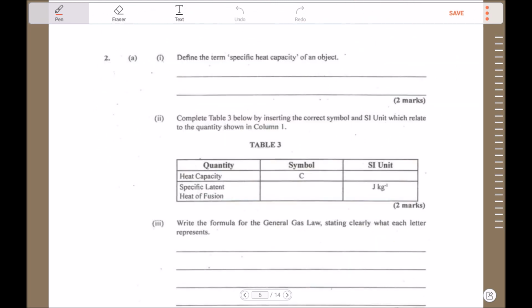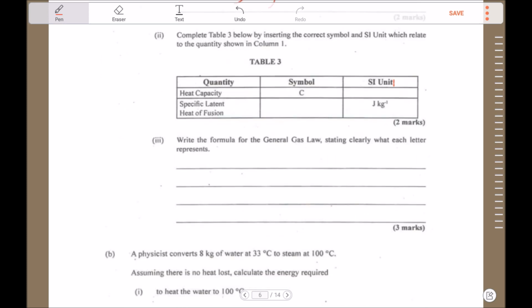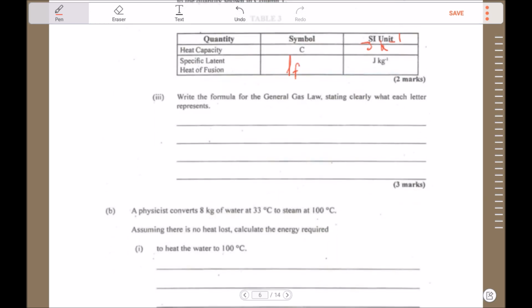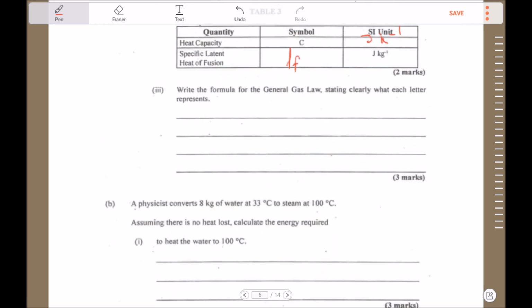Alright, so this is another paper. Define specific heat capacity. Just Google that. SI unit of heat capacity, that's joules per Kelvin. Specific latent heat of fusion, symbol is L, little f. Symbol for gas law, P1 V1 over T1 equals P2 V2 over T2.